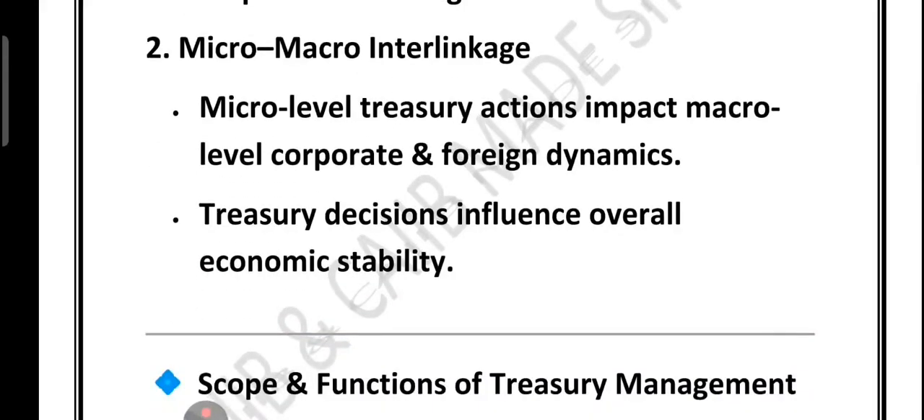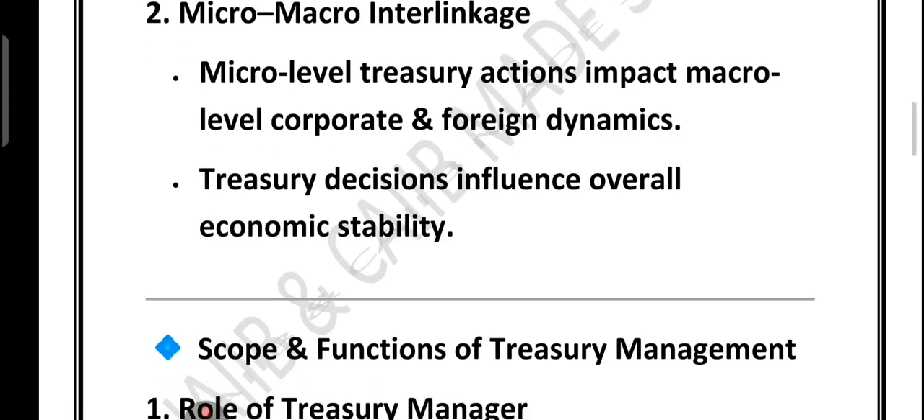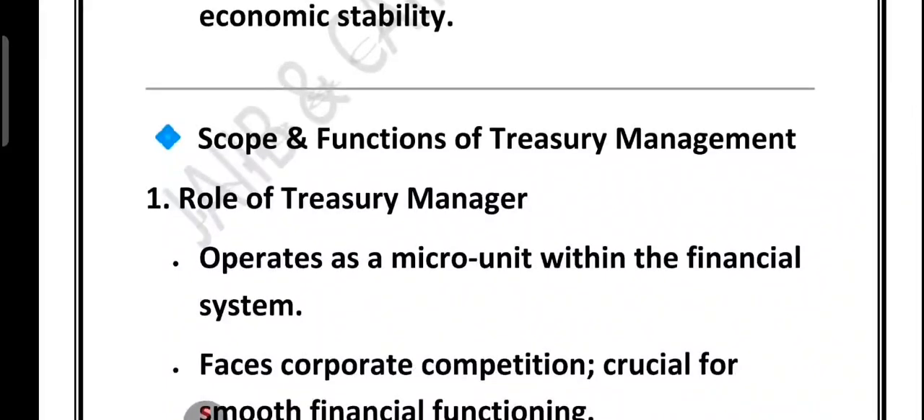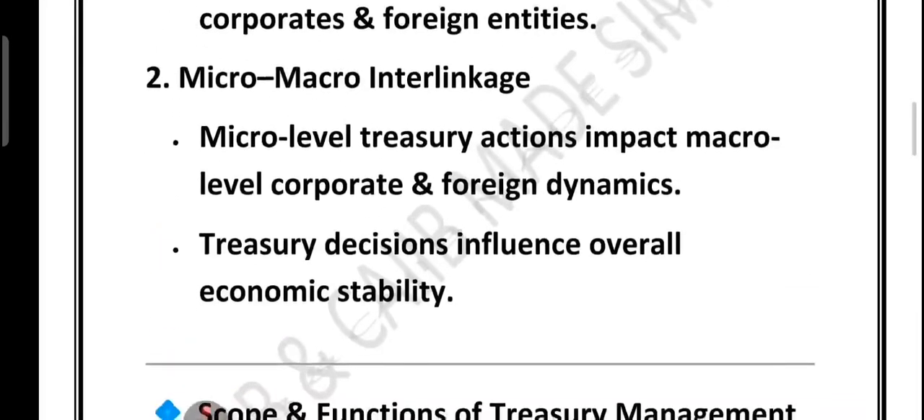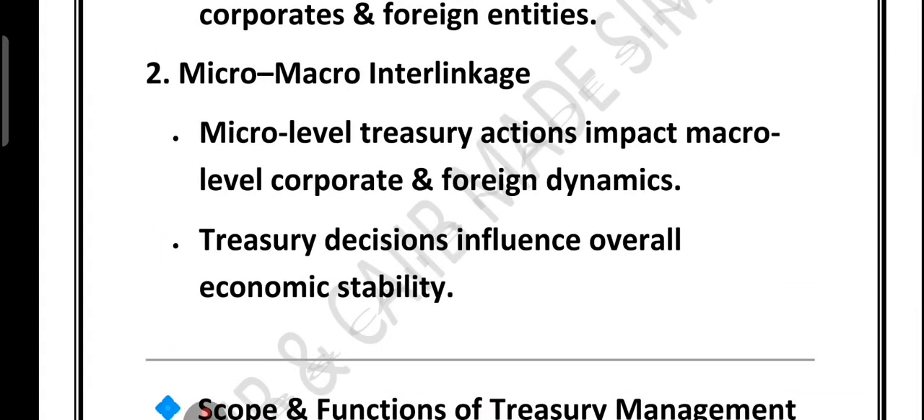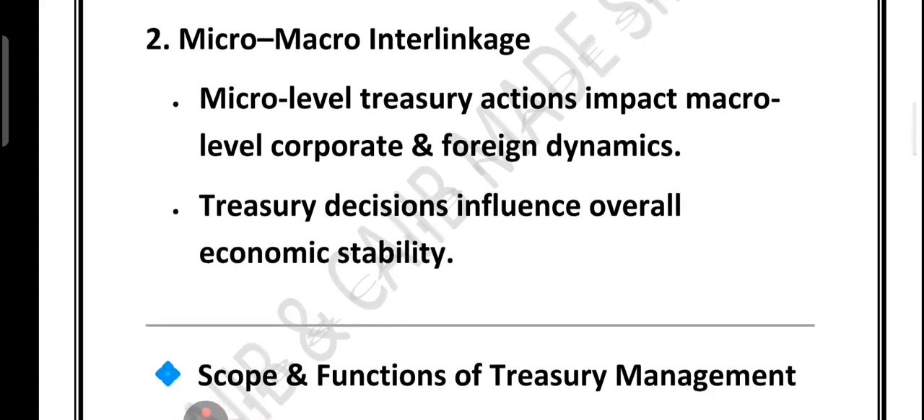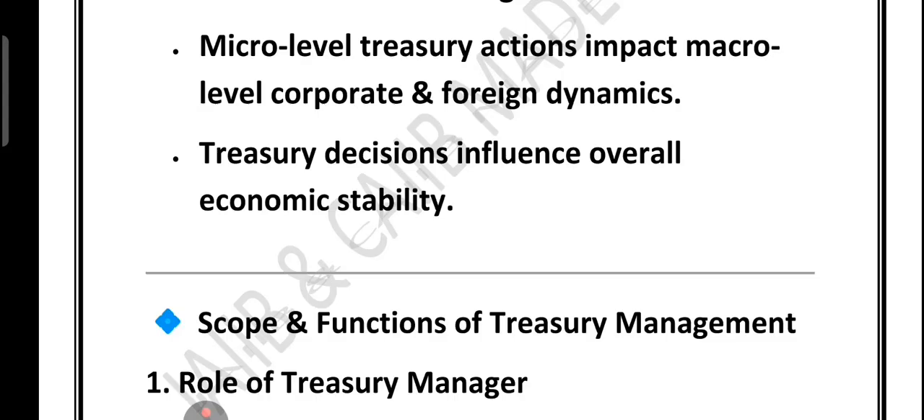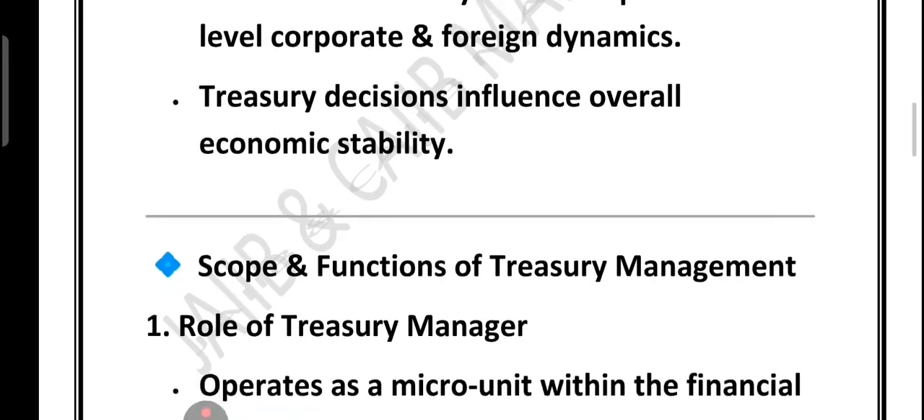If you look at the micro and macro interlinkage, treasury management works at both micro level and macro level. At micro level, treasury management deals with the company's day-to-day fund flow. But these small-level decisions, when added up, affect the broader economy. Right. And what is the macro level? It includes interest rate, liquidity, overall financial stability. So treasury decisions taken by an individual firm can impact the nation and even the global financial system because they are quite interconnected right now.